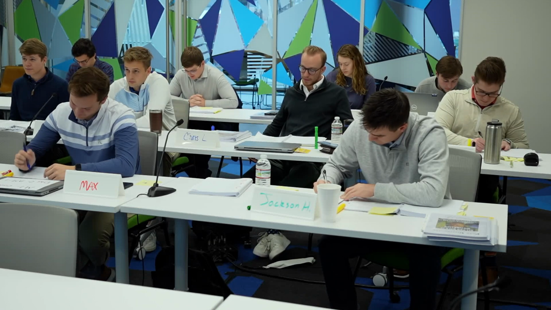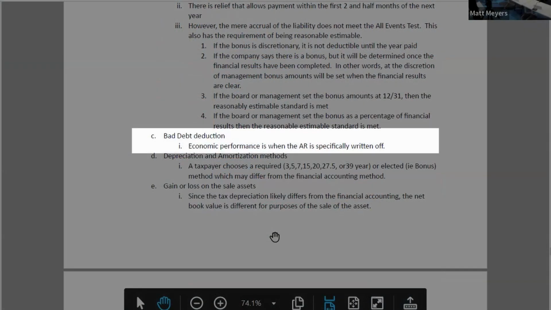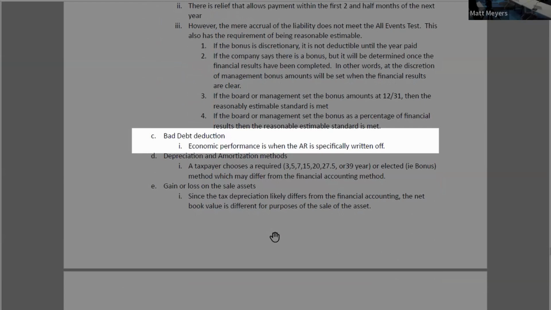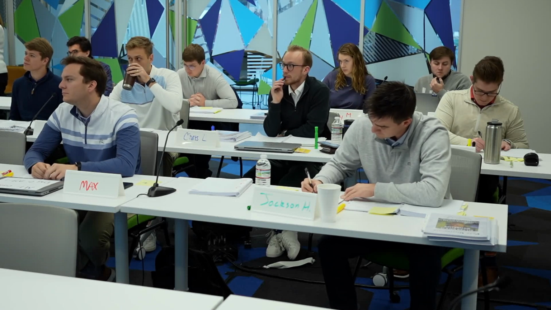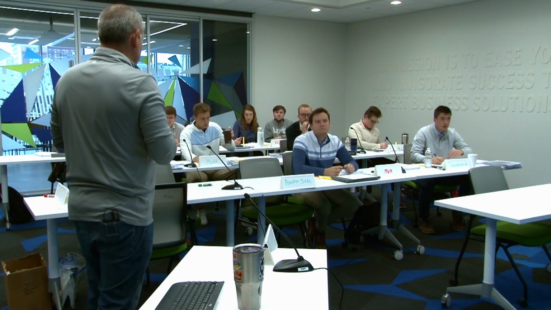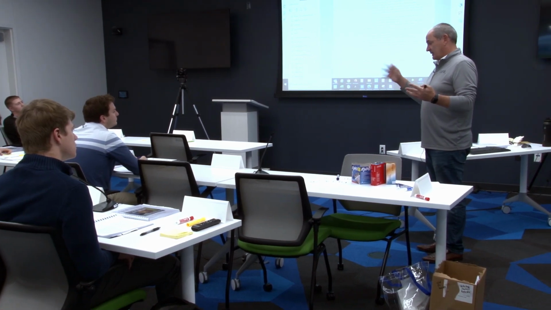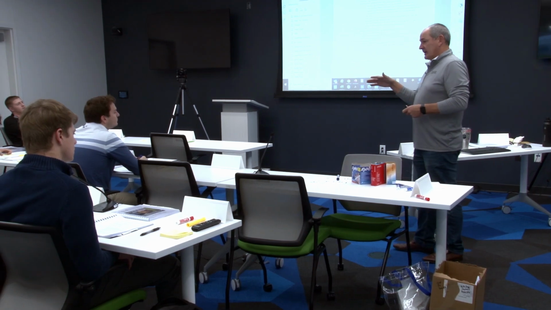Bad debt deduction. One, economic performance is when the AR is specifically written off. Okay, so I assume everybody's in tune with what a reserve is. So I'm going to bill $100,000 a year. I know on average 10% is bad. I know 10% is bad. So 10% of 100,000 is 10,000.